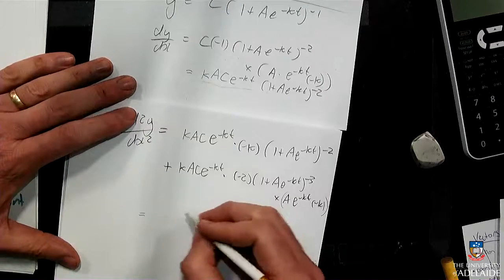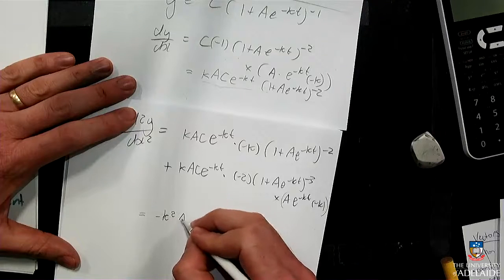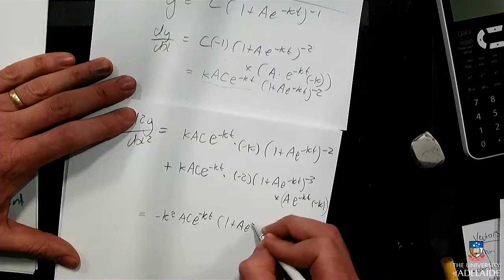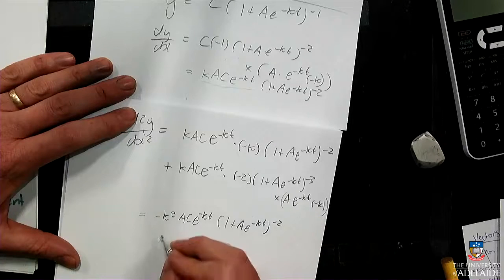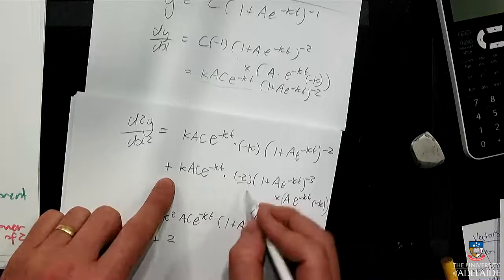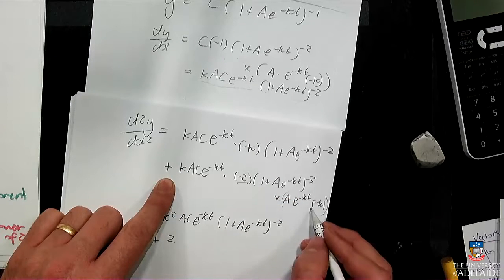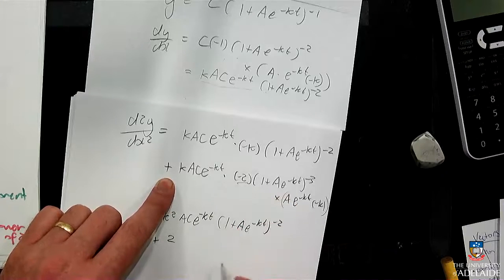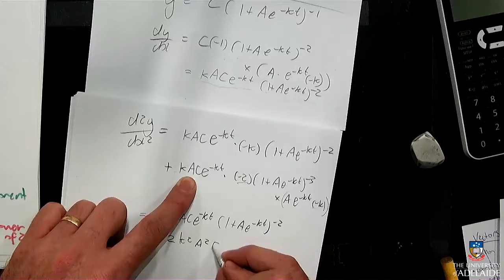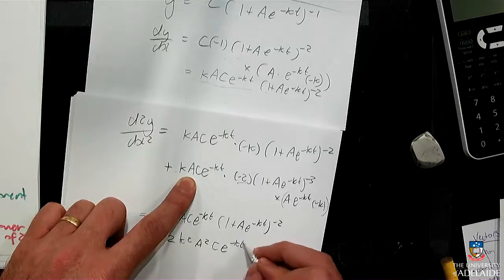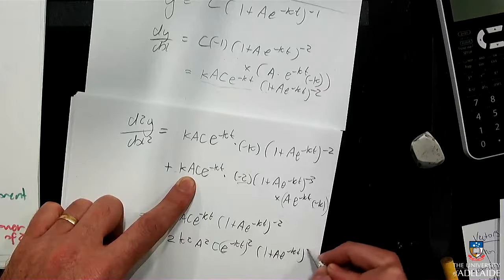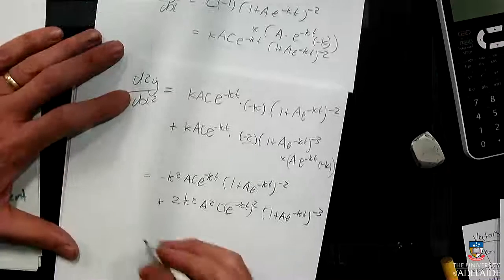Okay, so let me just say we've got a minus k squared a c e to the minus kt (1 plus a e to the minus kt) to the minus 2, and we've got a k squared, an a squared, a c, an e to the minus kt squared, and a (1 plus a e to the minus kt) to the minus 3. All right, so let's see if we can pull out all the things that are in common here.